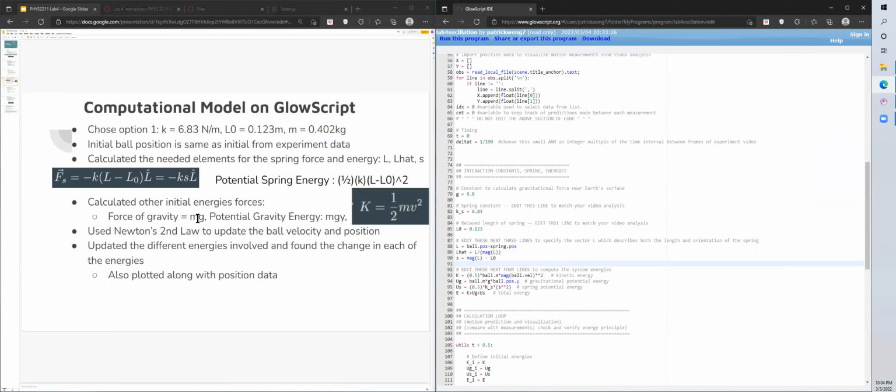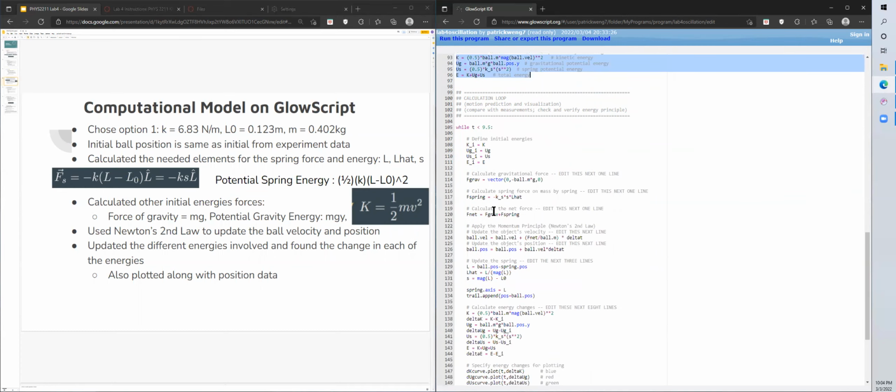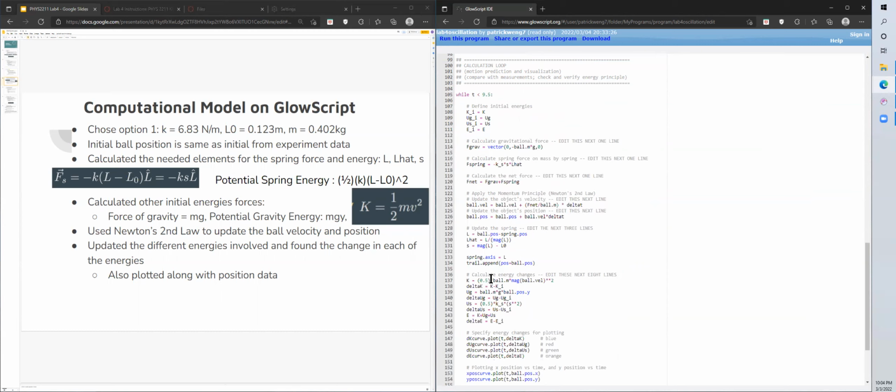We have force of gravity, which is mg, the potential gravity energy, which is mgy, and kinetic energy K equals half mv squared. Here's the code for that right here. And the total energy is equal to all 3 of these summed together because there is no work involved, because the system is defined as the mass and the spring as well as the entire Earth. And we also used Newton's second law to update the ball's momentum and position, and updated the different energies involved and found the change in each of the energies. So we can see here F net, F spring, F grav, and here we have the different energies. And we plot that along with the position data.